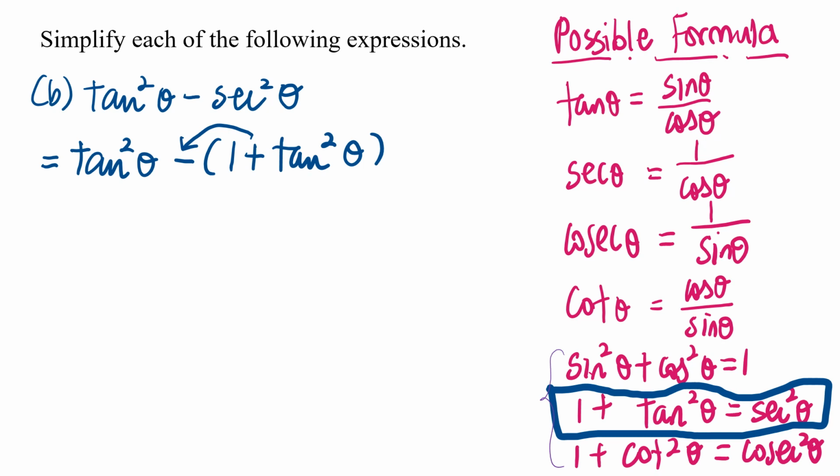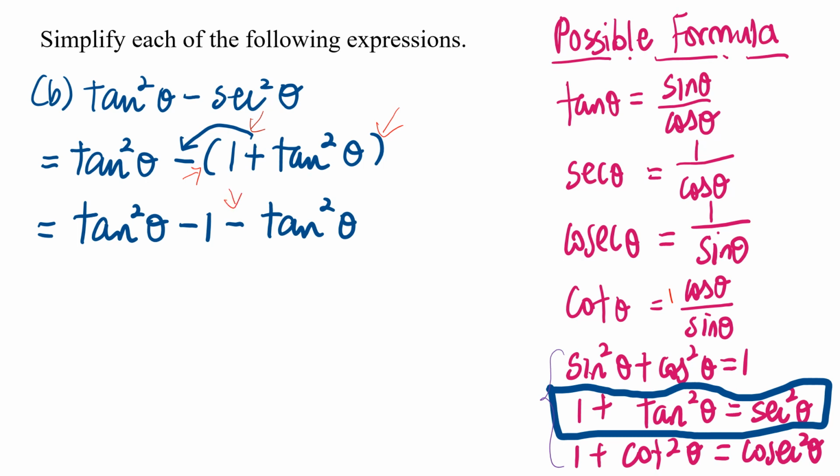The very important thing is that you have to bracket it. Why is bracketing important? You need to bracket it so that you can remember to change the sign. Plus times negative will give you a negative here. And then when you simplify it further, you will get negative 1. That's the answer.